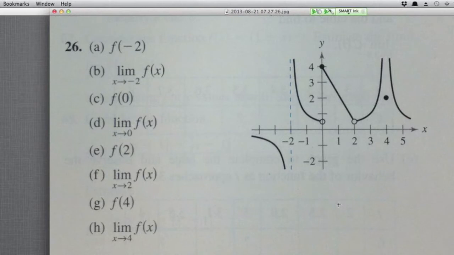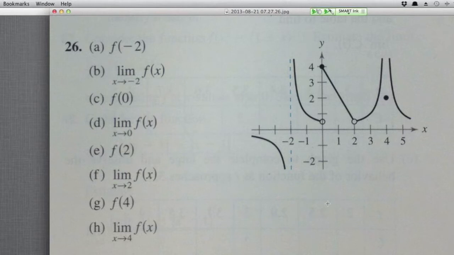All right, 26. I want to find f of negative 2. Undefined. The limit as x approaches negative 2? Does not exist. Why? Because it's either increasing or decreasing without bound. All right. What about f of 0? 4. Limit as we approach 0. Does not exist. Why? Approaching two different y values.